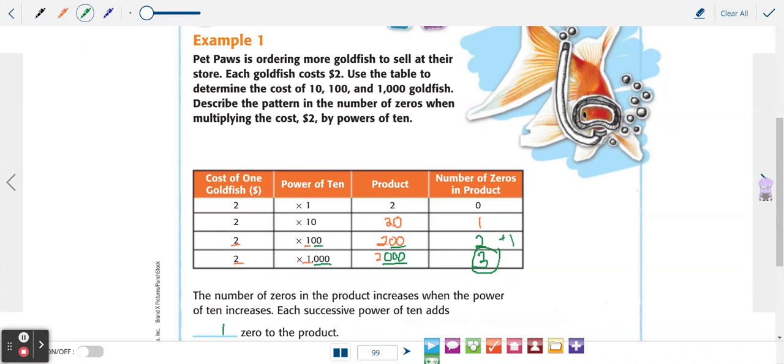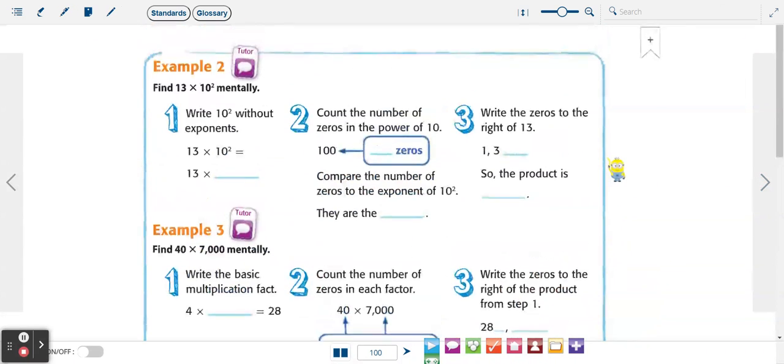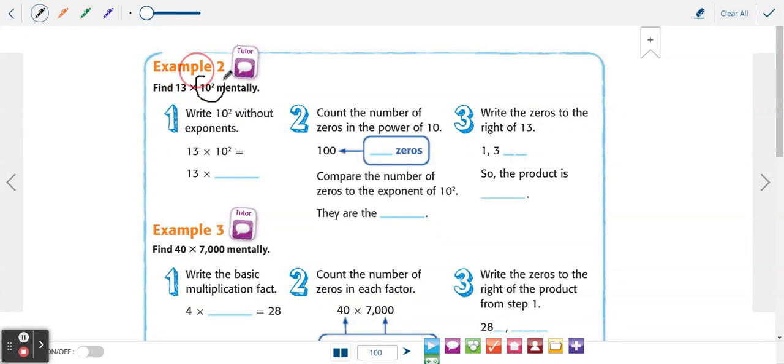Moving on to page 100. Example 2. We are going to use lesson 3, powers and exponents. If you missed that lesson, this is not going to make as much sense to you. You need to do lesson 3 before you do this lesson. That's why we have to go in order in math. That's why it's important to do all of the lessons and make them up.